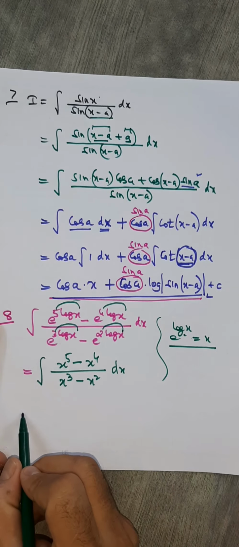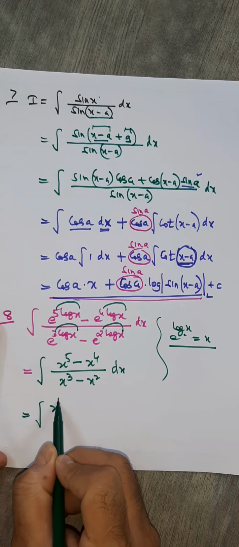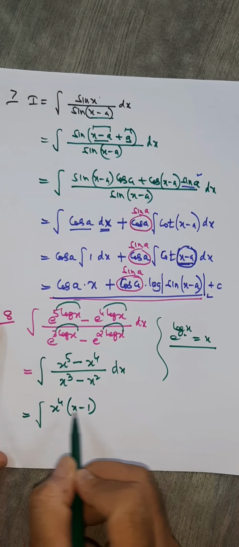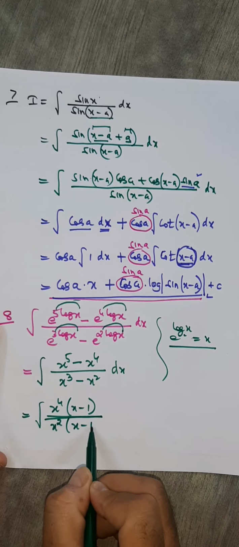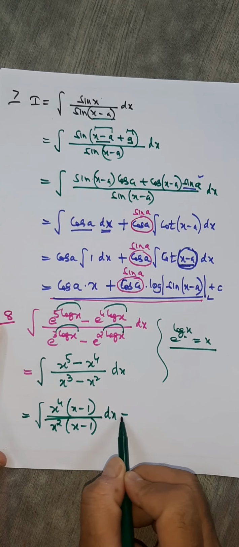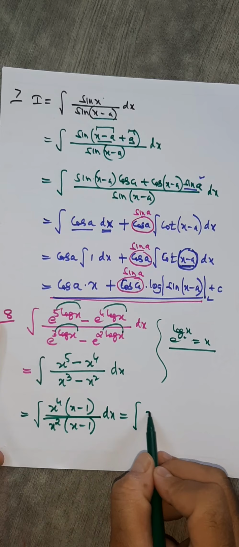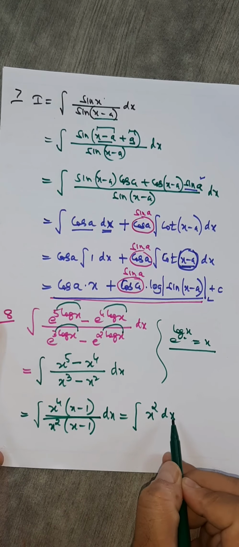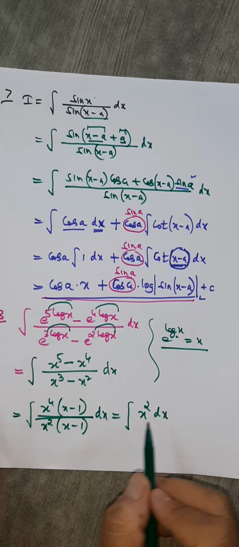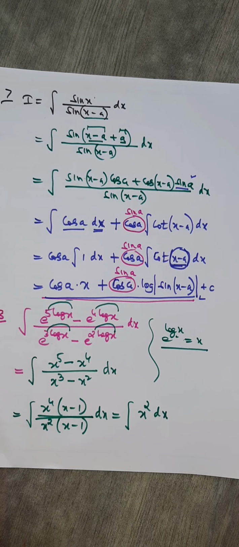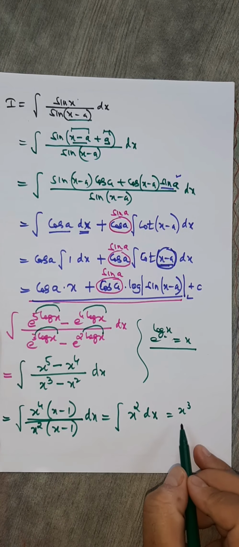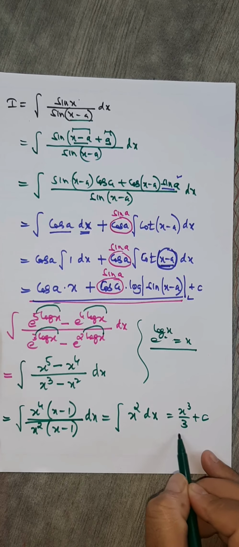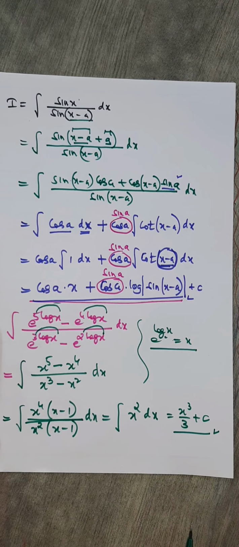Okay, now we just simplify. What's common in the numerator? x raised to 4, so x minus 1. What is common here? x squared, so x minus 1. So you are just left with x squared dx, everything else will get cancelled. And what is the integral of x squared? It is x cube by 3 plus c. It is an indefinite integral, so you have plus c here.